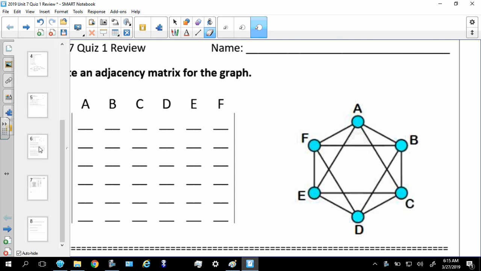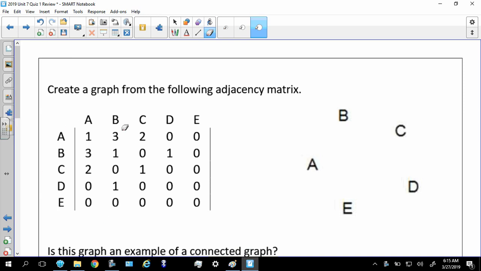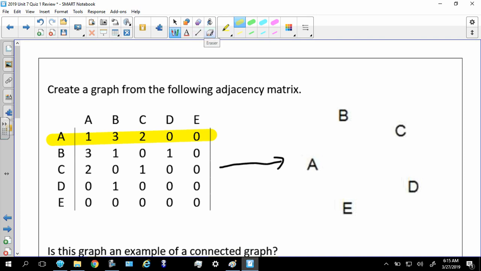So on the back, this is an adjacency matrix that is already filled out, and what we're going to do is take this adjacency matrix and convert it to the actual graph. Now, if you remember from when we were going over this, every row tells you how things are going to be drawn, okay? So every row is going to tell you.